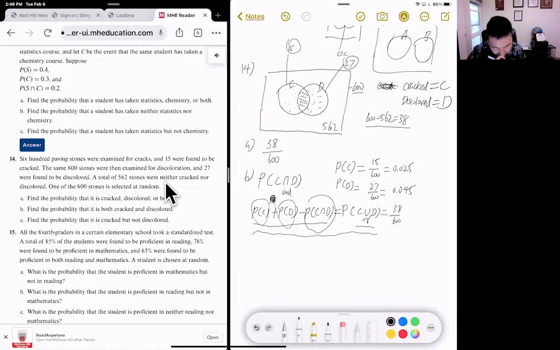So plug in the numbers. P of C is 0.025 here, and P of D is 0.045. The only unknown will be P of C and D. So it turns out it will equal 0.0067. Okay. Questions on part B?